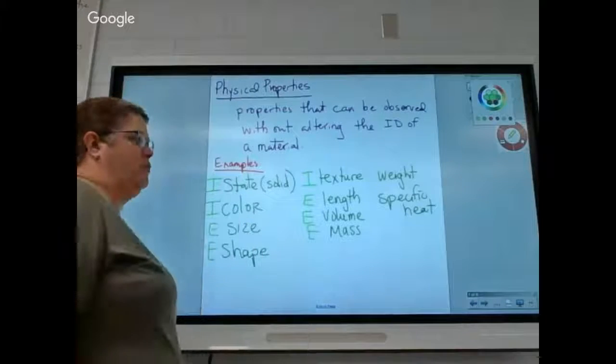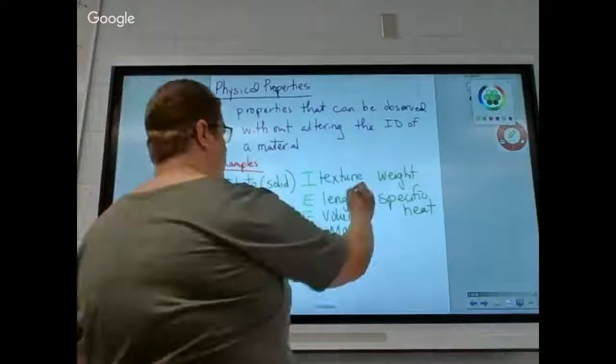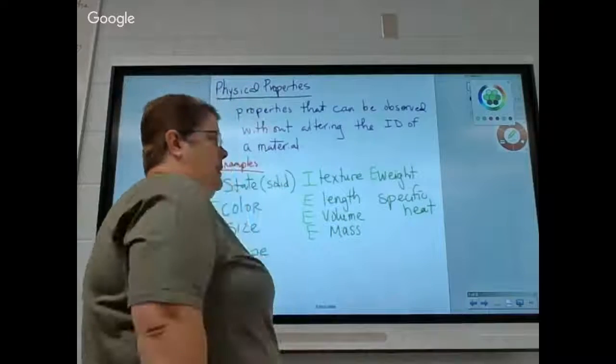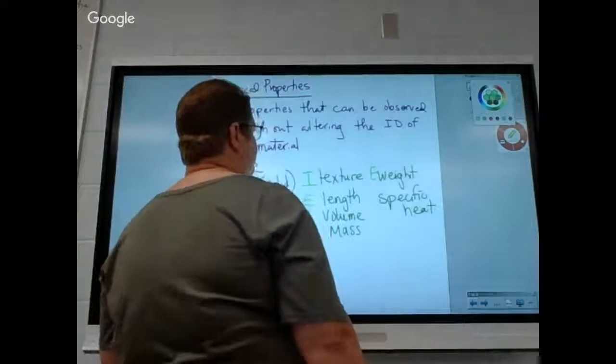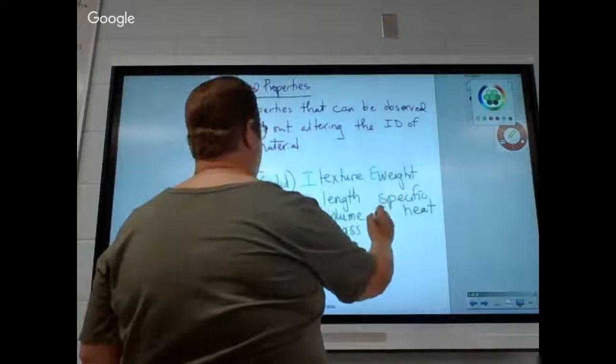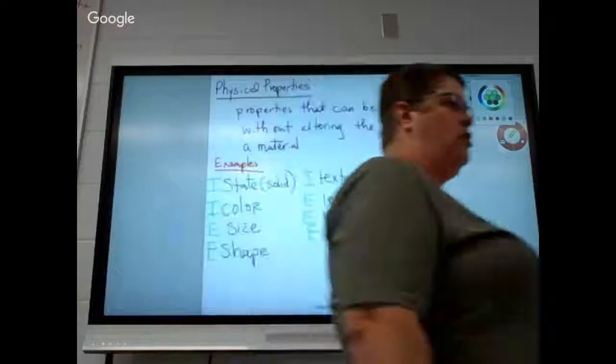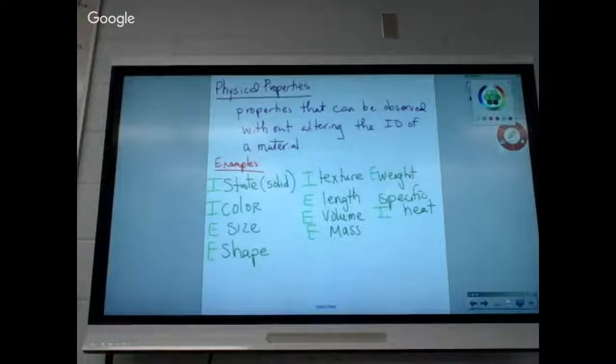All right, what about its weight? Yes. What about specific heat? No. It's still the same. It's still the same material. Remember, where are your specific heats found? In the reference tables. If you look up the specific heat, they're on your blue sheets.